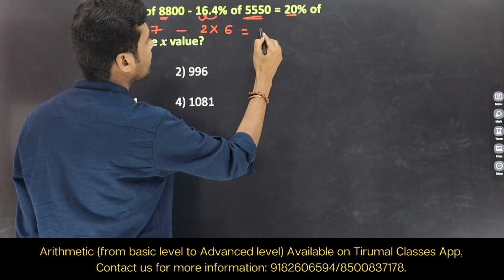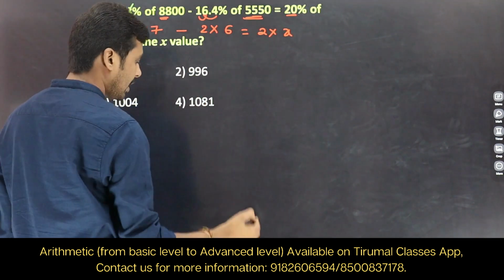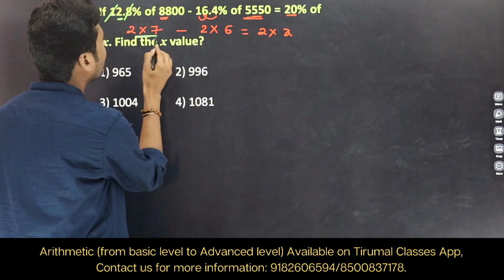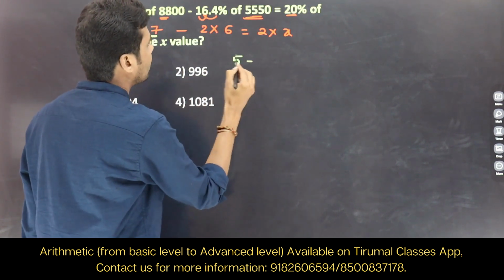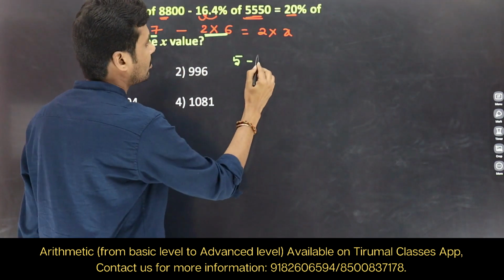So 20% means 2 into half means x into x. Now you take that 2 plus 2 into 7 is what? 2 into 7 is 14. 14 means what is the ds value of 14? 1 plus 4 is 5. Minus 2 into 16, 2 into 6 is what? 12. 12 means what is the ds value?